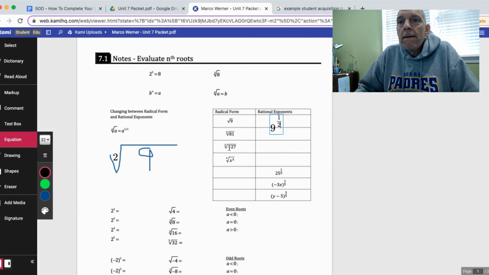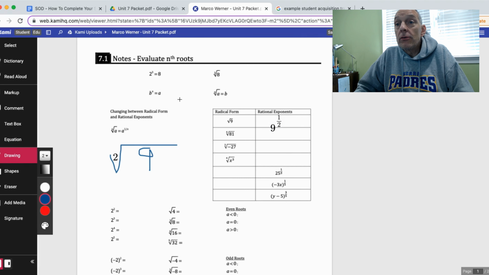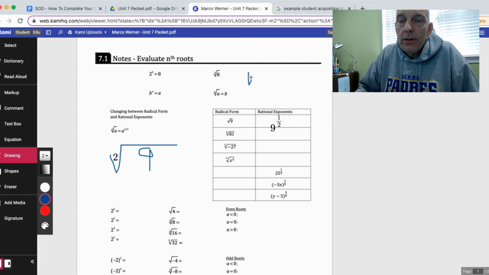power. If I had the cube root of 27, now they've got negative 27 here, but let's just say cube root of 27. Okay, if I were to have that, then the 3 would be on the inside, and so the power would be 1/3.